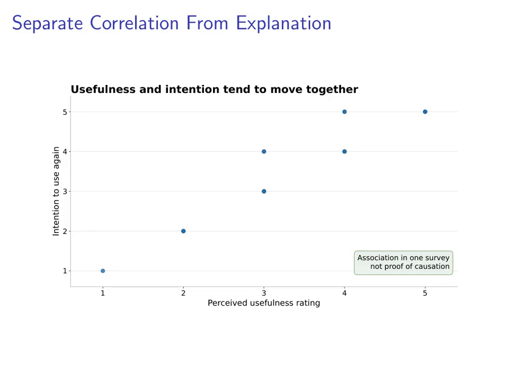In our survey, usefulness and intention to use again tend to be higher together. Students with higher usefulness ratings often also report stronger intention. This is an association in the observed responses. It is not proof that usefulness caused intention.